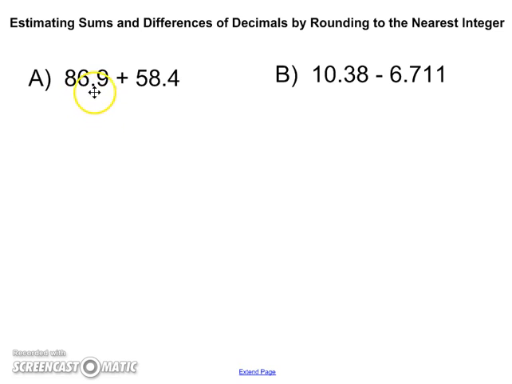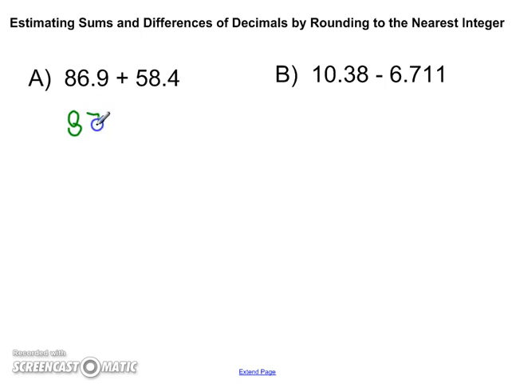Let's say I'm doing 86 and 9/10 plus 58 and 4/10, and I'm actually lining the decimals up and adding and carrying and all that stuff. Okay, and I get an answer. Now, does my answer make sense? Well, I can use estimation to check to see if my answer makes sense. So I'm going to go ahead, I'm going to round these two numbers off. So 86 and 9/10 is basically 87.